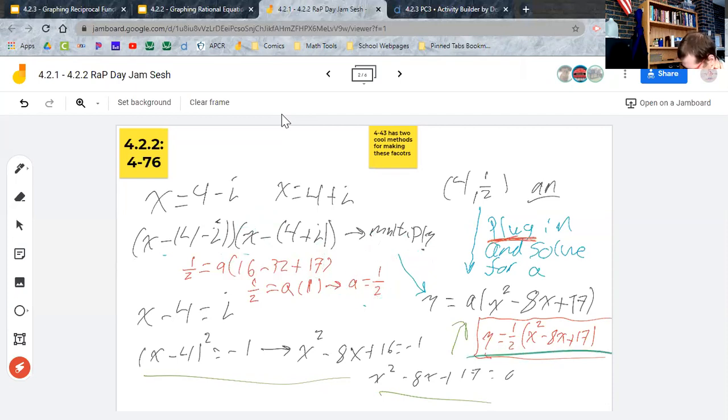So our final answer is right down here in the corner: y equals 1/2 times (x squared minus 8x plus 17). You can multiply that 1/2 through there, or you can just leave it. It doesn't really matter. It's completely up to you how you want to approach it.